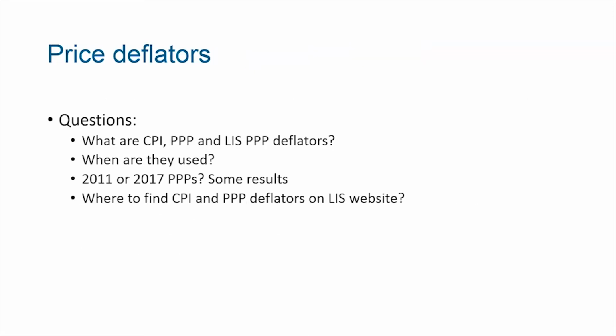In this presentation, I'll explore the following questions. What are price deflators and how are they used in LIS? Should you be using 2011 or 2017 PPPs? I will show you some results from LIS data. And finally, where can you find more information on price deflators on the LIS website?